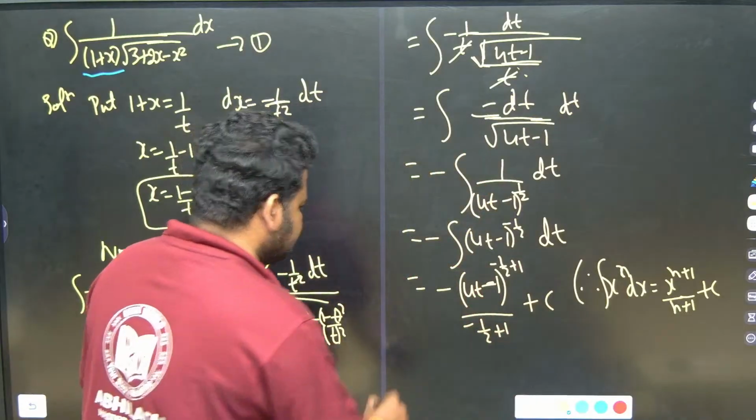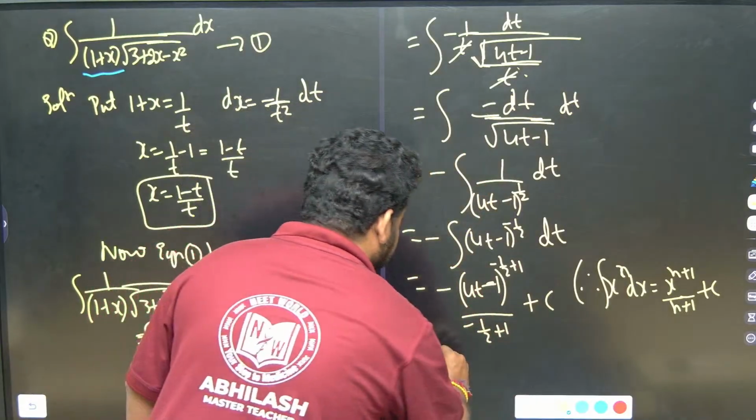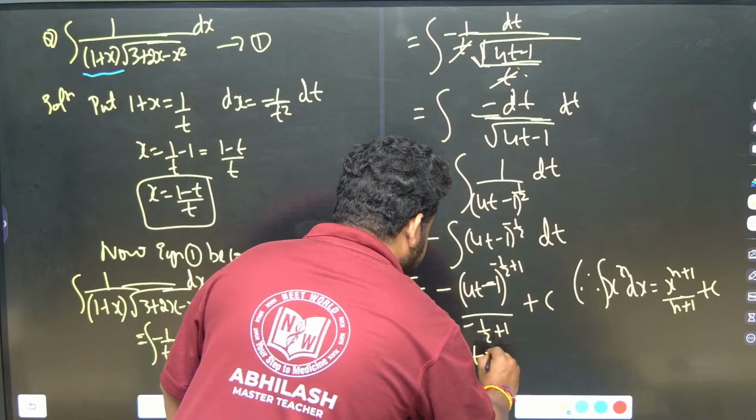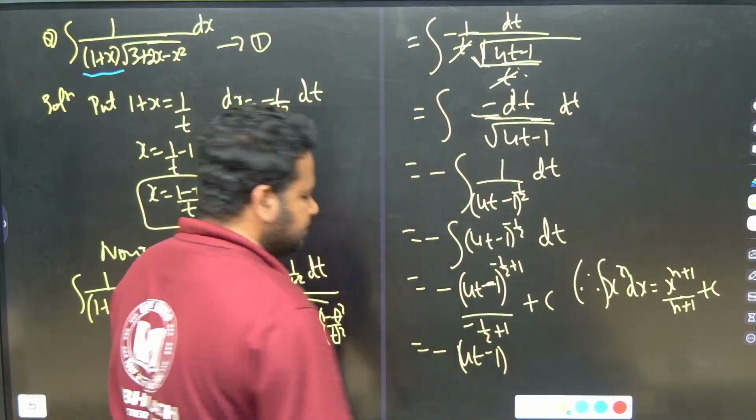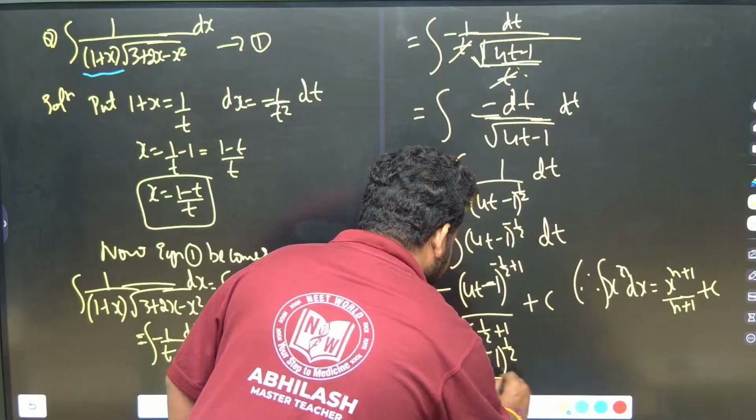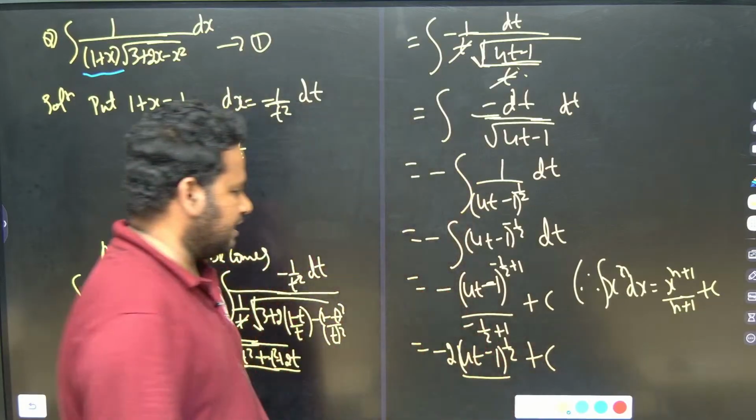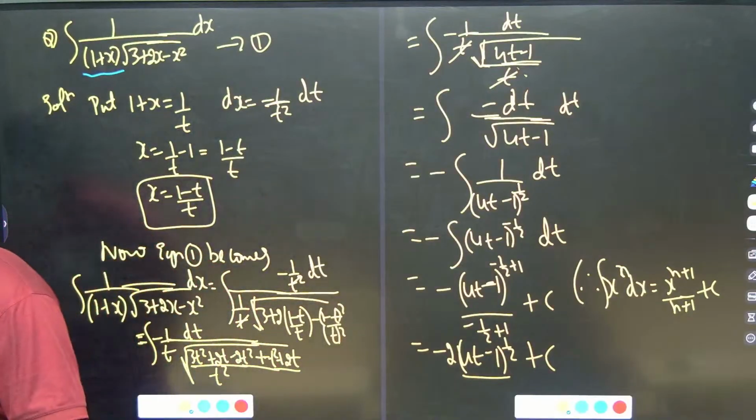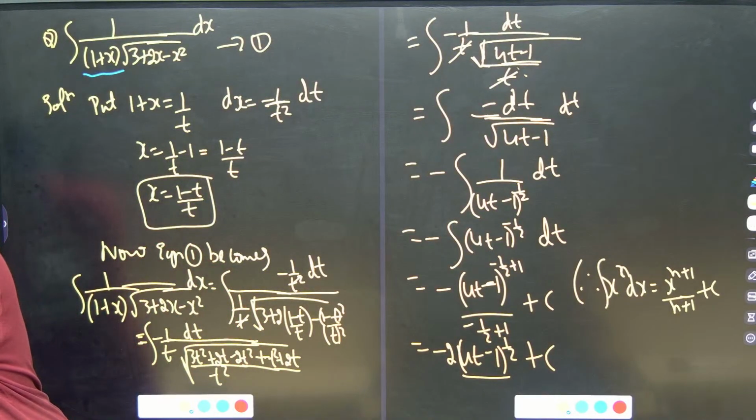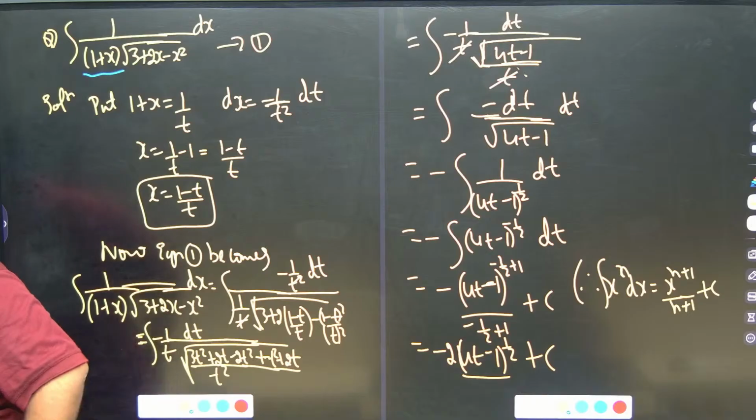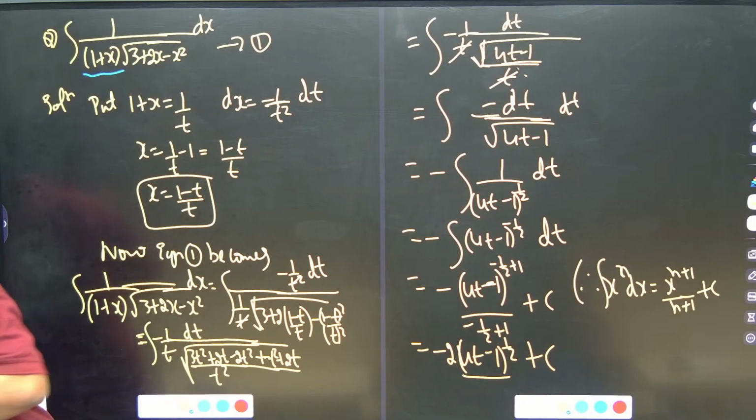So this is nothing but equal to what? If I simplify this, minus will be outside, this will be 4t minus 1, minus 1 by 2 plus 1 is plus half, here also this will be plus half, so I can write this as 2 times. So this is the thing I will have: minus 2 times square root of 4t minus 1 plus c.